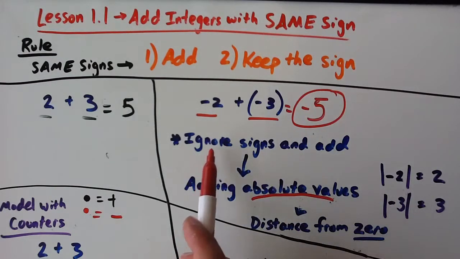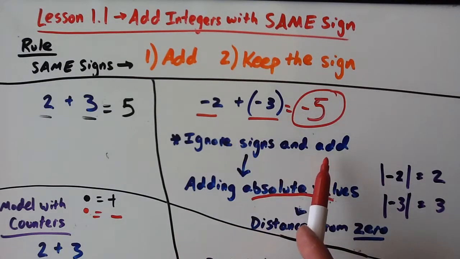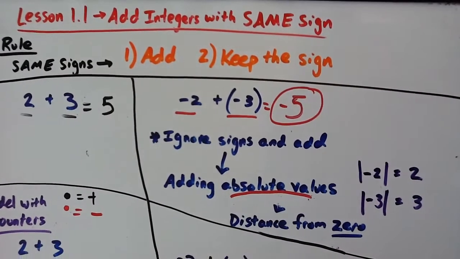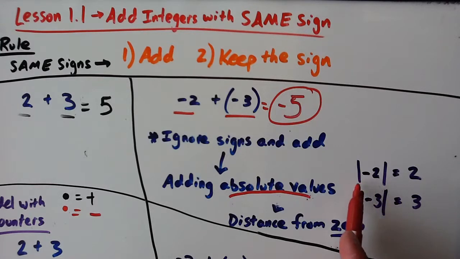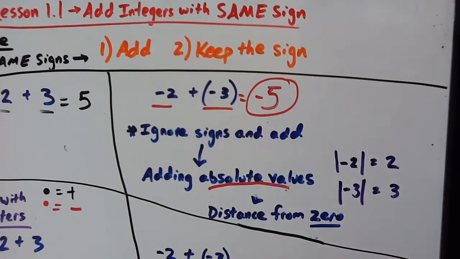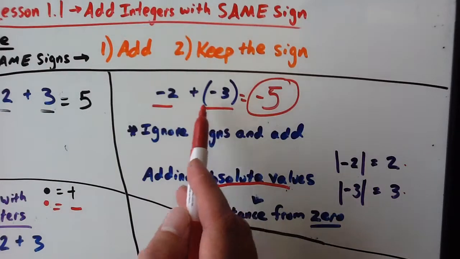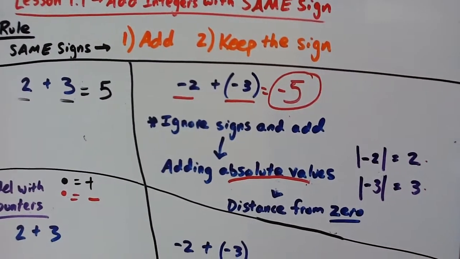Now, you may have noticed that I ignored their signs and added them together, right? I said 2 plus 3 is 5. Ignoring their signs and adding them together is the same thing as adding the absolute values. And the absolute value is the distance from 0. These straight bars are the absolute value notation. The absolute value of negative 2 would be 2, right? Because negative 2 is 2 away from 0. And the absolute value of negative 3 is 3, because negative 3 is 3 away from 0. So if we were to add these absolute values, 2 plus 3 is 5, right? And then I keep the sign of the numbers. So negative 2 plus negative 3 is negative 5.